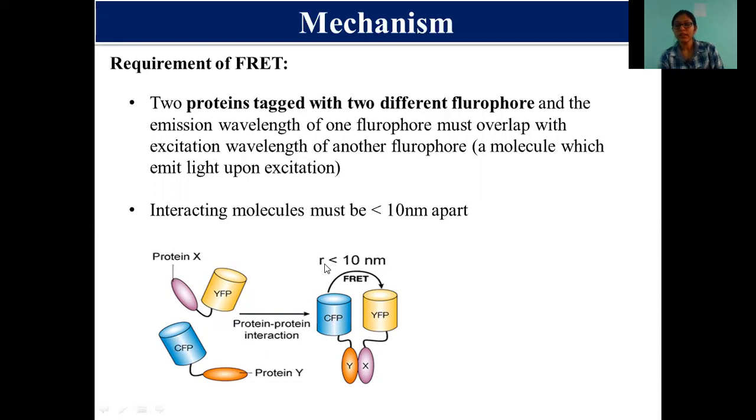less than 10 nanometer, or less than 1000 angstrom unit. So this is a basic requirement of FRET. Whatever fluorophore molecule you are using, it must give an overlapping spectrum. This means two proteins are tagged with two different fluorophores, and the emission wavelength of the first fluorophore must overlap with the excitation wavelength of the other fluorophore molecule, and the distance between the two interacting molecules must be less than 10 nanometer. These are the two basic requirements of FRET.